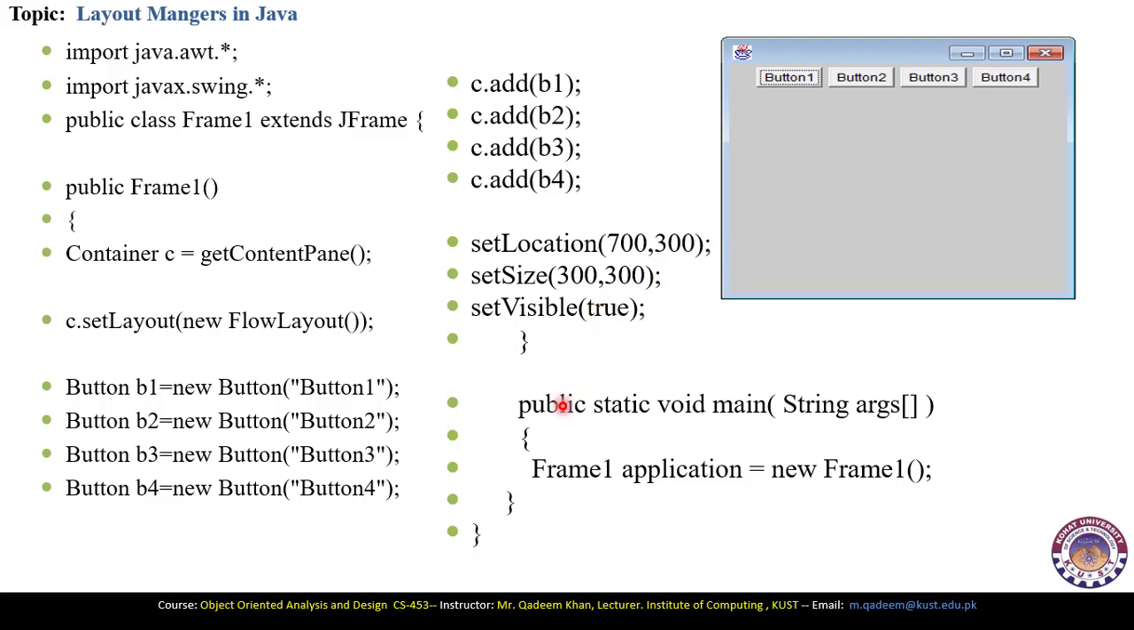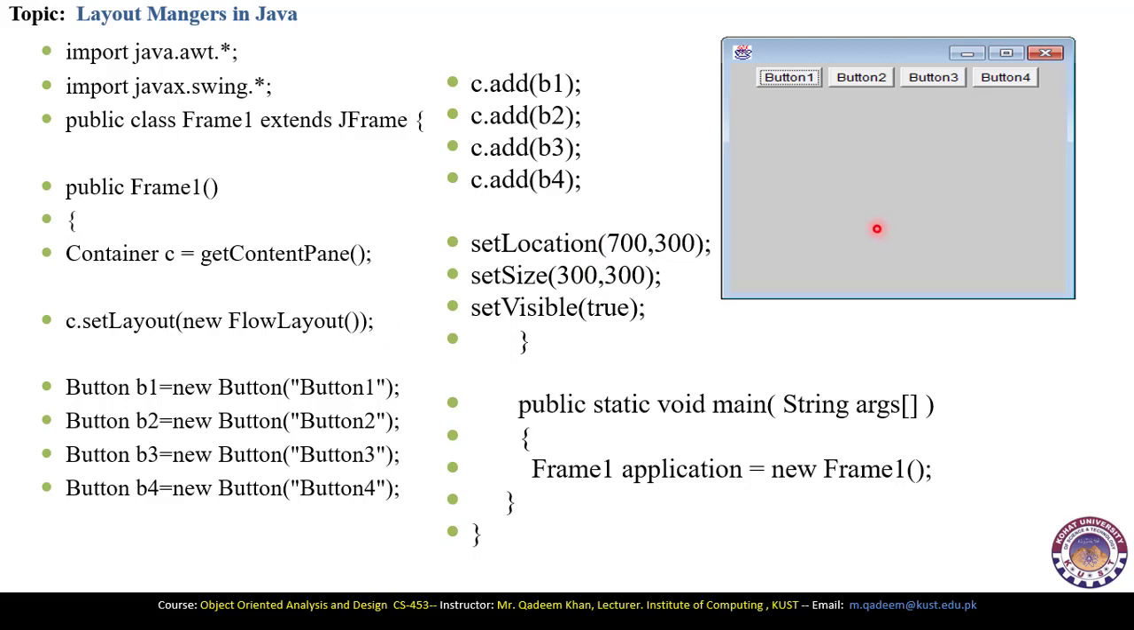Next is the public static void main function. It is a void main function which must be in every Java program, and the Java program starts execution from the void main function. Inside the body of the void main we have Frame1 application = new Frame1, which is in fact the constructor, and this is defined through object instantiation. So here we have instantiated the object, and here is the constructor. When the object is instantiated, this constructor will automatically be called, and it will show you 4 different buttons with the help of the flow layout.